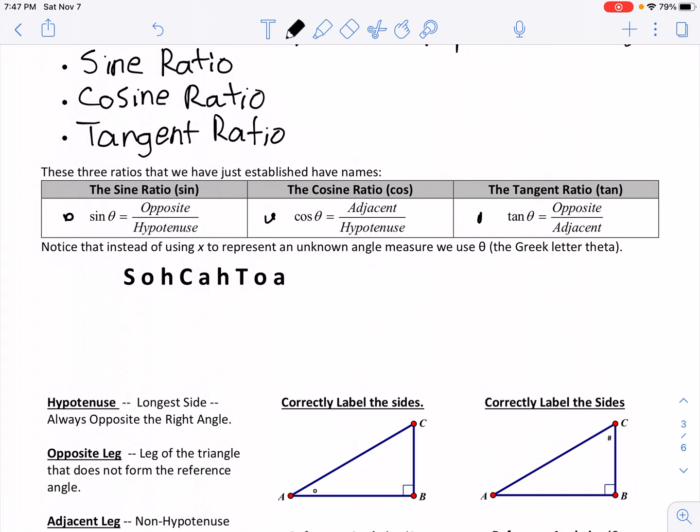Now notice, it says sine theta, cosine theta. That's what this guy is. That's theta. These are theta. And tangent theta. That represents an angle measure, like 20 degrees, 30 degrees, 40 degrees, whatever. So this is the sine of the reference angle, the cosine of this reference angle, and the tangent of this reference angle, which gives us its ratios.